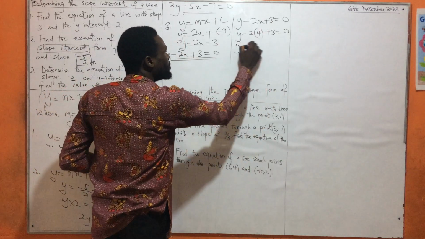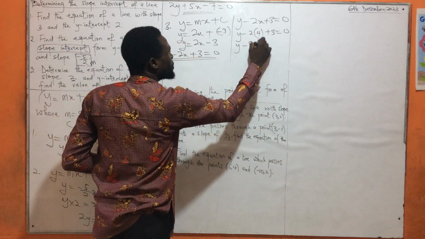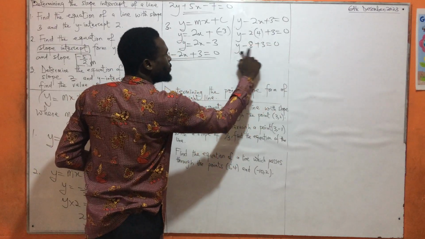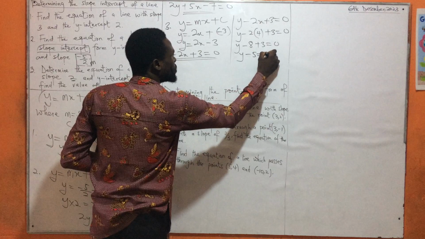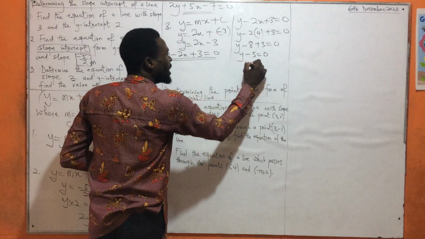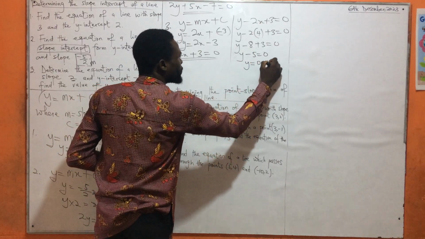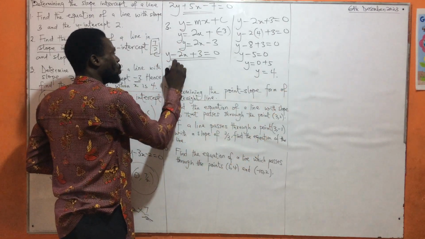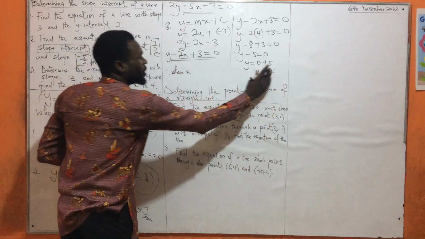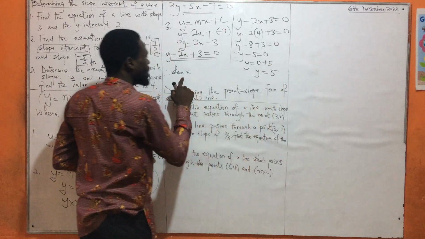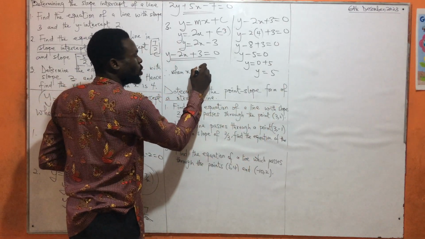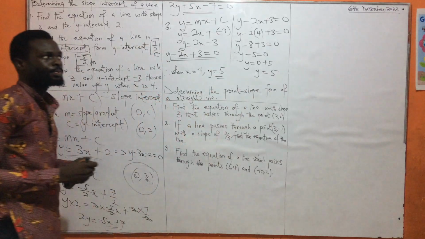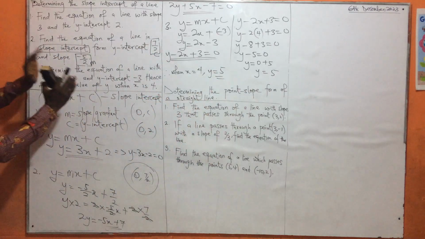So we have y minus 8 plus 3 equals 0. Then y, solving for this, minus 5 equals 0. Then y equals 0 plus 5, so y equals 5. Therefore, when x is equal to 4, then y is 5.